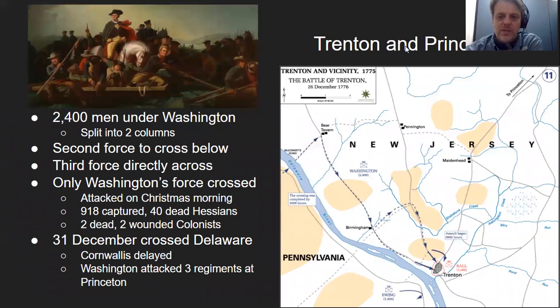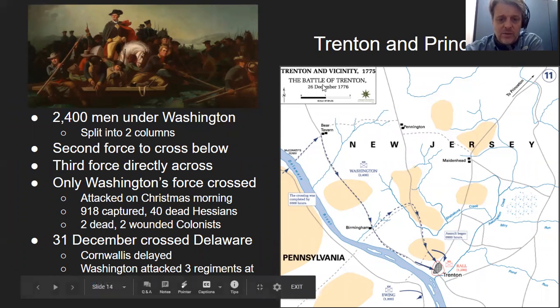All right, Trenton and Princeton. This is that picture where Washington's crossing the Delaware. This is kind of a different version of it. You see his horses up there, and horses in the background all crowded in these boats. They still got the ice floes, right? Because this happened on New Year's Eve.